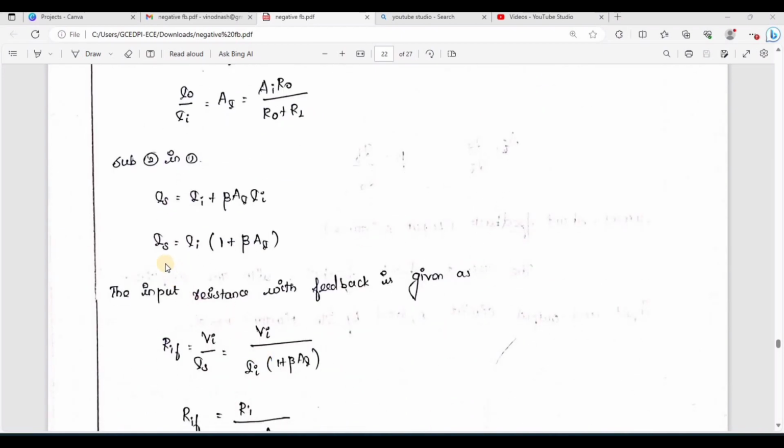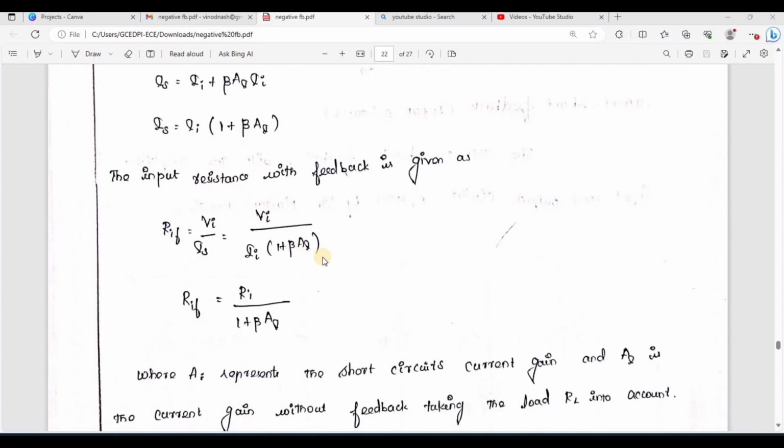Now you have to divide the whole term by Vi. If I divide the whole term by Vi, I will get Is by Vi and Ia by Vi. Ia by Vi is 1 divided by Ri, and this one is 1 divided by RIF. So I can write RIF is equal to Ri divided by 1 plus beta AI. You can see that since we are using a shunt connection at the input, the input resistance is decreased by the factor of 1 plus beta AI.